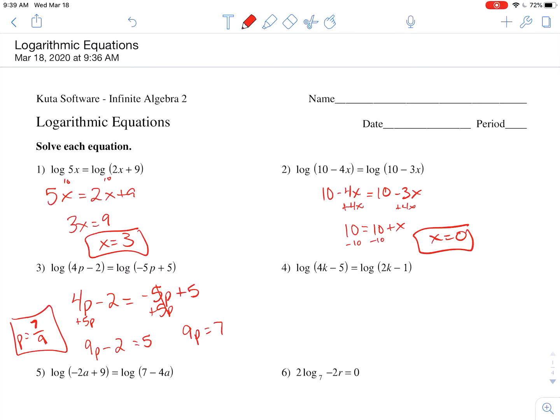All right, same thing here. Got a base 10, so common logarithm, base 10. 4k minus 5 equals 2k minus 1. Combine our like terms. 2k minus 5 equals negative 1. 2k equals 4 after I add 5 to both sides. k equals 2.